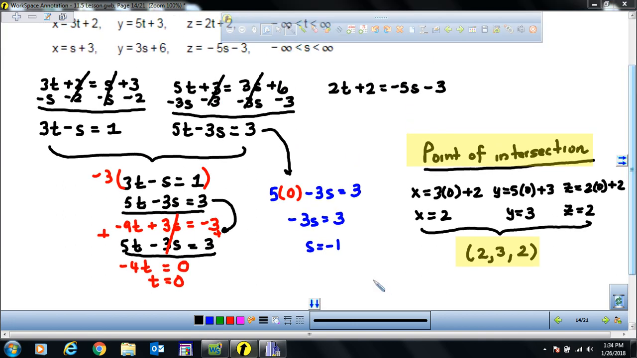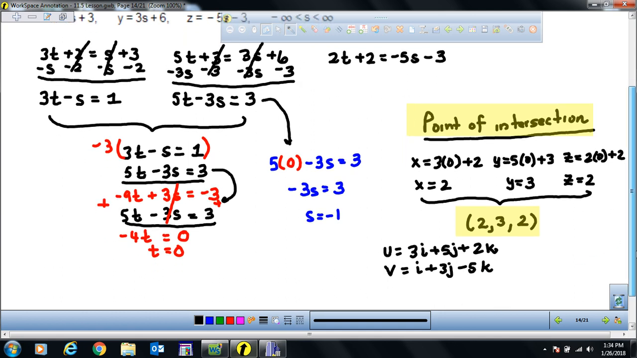I'm going to call that vector U, for example, and that would be 3I plus 5J plus 2K. I can also create a vector V with the components of the second line. The value in front of the S is 1, so that would be 1I, then plus 3J for the Y, and then minus 5S, that's for the Z, so it would be minus 5K.